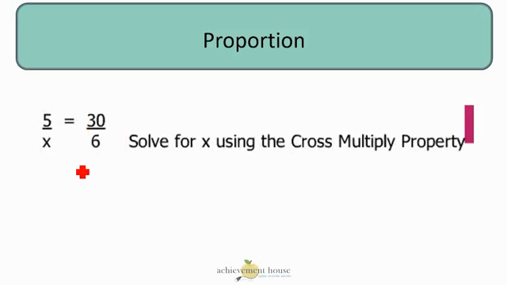Now, this one's a little trickier. We do need to multiply both sides by the denominators. So we do need to cross multiply here.